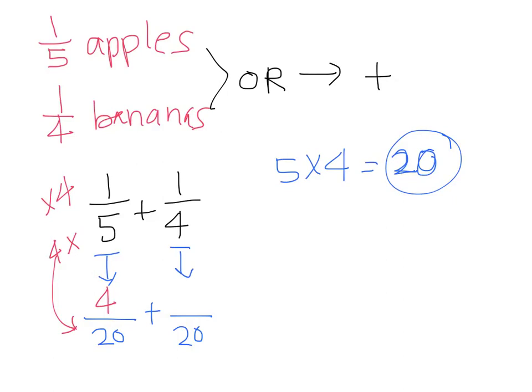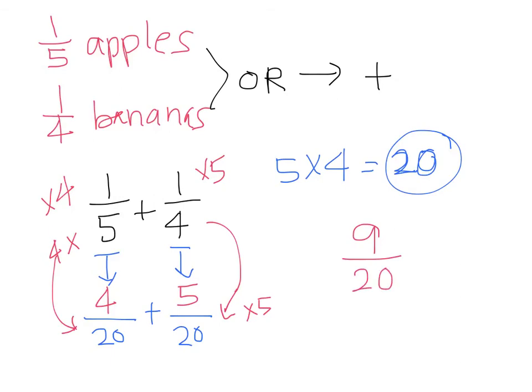So same thing with 1/4. If we want to change 1/4 into 20ths, what do we have to multiply by to get to 20? 5 times 5. Whatever I do to the bottom, I do to the top. So 1 times 5 is 5. So now I have two new fractions, 4/20ths plus 5/20ths. When I add fractions together and the denominator is the same, all I need to add is the numerator. So 4 plus 5 equals 9, and the denominator stays the same, which is 9/20ths.